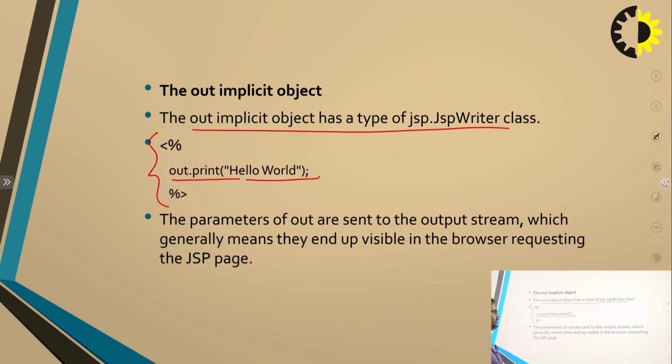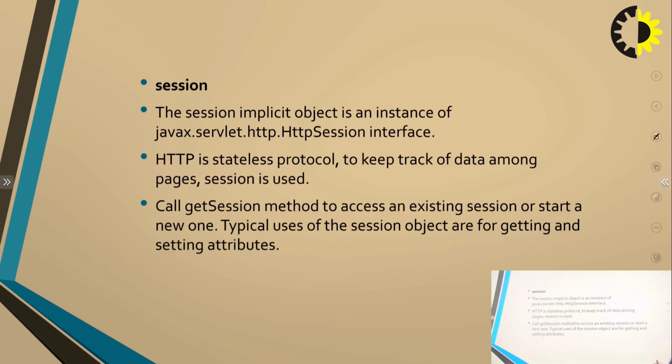Then the parameters of the out are sent to the output stream, which generally means they end up visible in the browser requesting the JSP pages. Second thing, what is a session? A session implicit object is an instance of the javax.servlet.http.HttpSession interface. HTTP is a stateless protocol, so to keep track of data among the pages, a session is used.